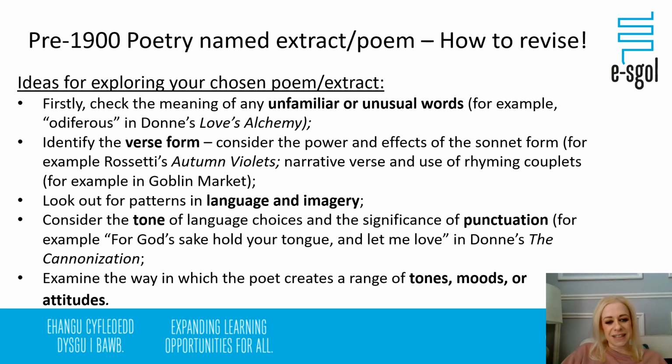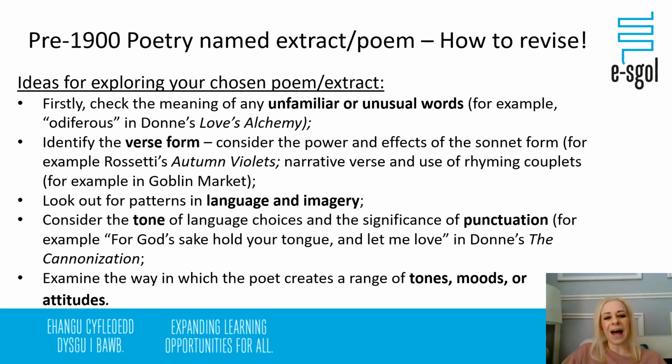Let's look out for patterns in language and imagery. Just like we did in that practice just now, let's pick out the language and the imagery that's been used because that's going to be the easiest thing to choose. Let's consider the tone of language choices and the significance of punctuation. Punctuation is not just used by accident. For example, "For God's sake, hold your tongue and let me love" in Donne's The Canonization. And we're going to examine the ways in which the poet creates a range of tones, moods, or attitudes.